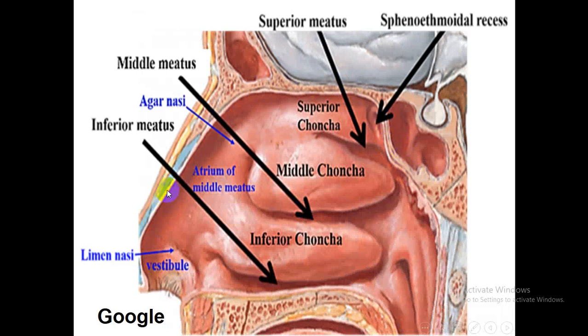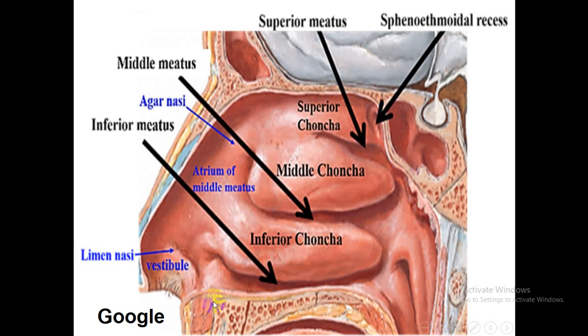From anterior backward, the roof is formed by the nasal cartilage, then the nasal bone, then the frontal bone, then the cribriform plate of the ethmoid, and lastly the sphenoid bone. So the roof from anterior to posterior is formed by the nasal cartilage, nasal bone, frontal bone, cribriform plate of ethmoid and the sphenoid bone.